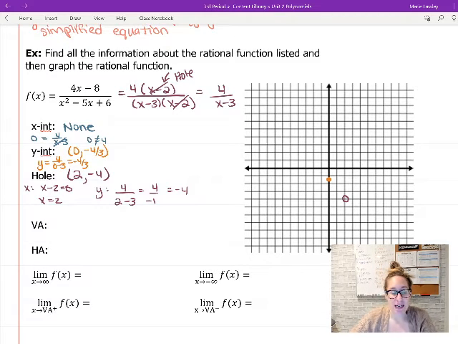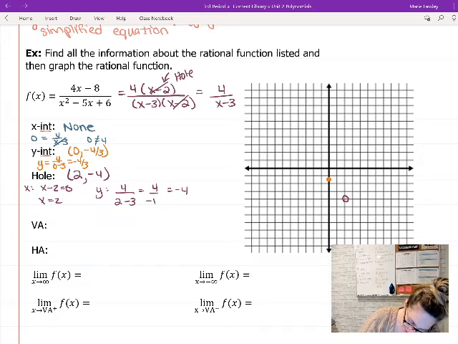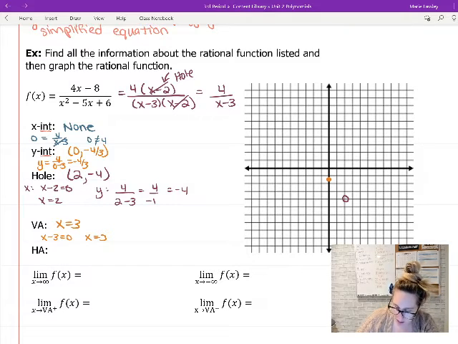Moving right along. Vertical asymptotes: I'm going to set my denominator equal to 0 and solve for x. So I have x minus 3 equals 0, so x equals 3. So my vertical asymptote is x equals 3. I can go ahead and graph that. So 1, 2, 3, and I draw the dashed line. x equals 3. Perfect.